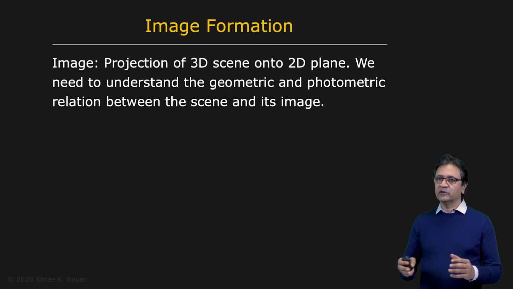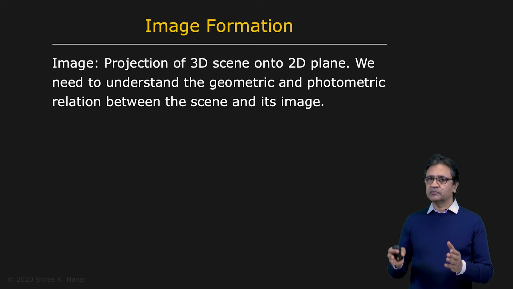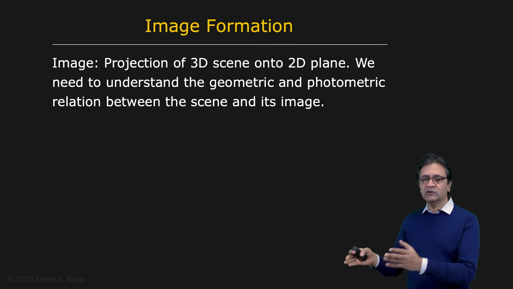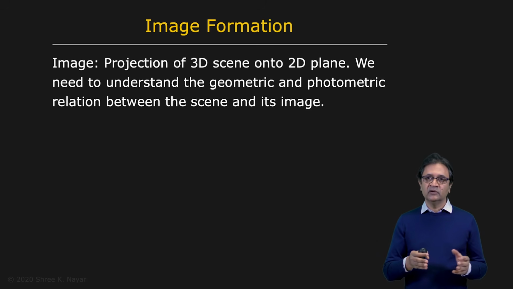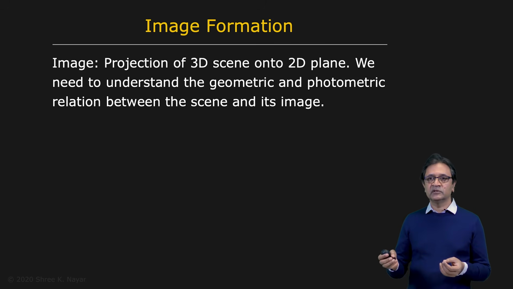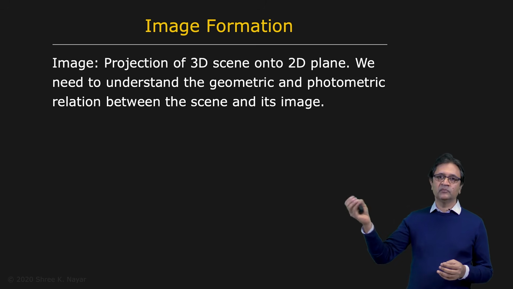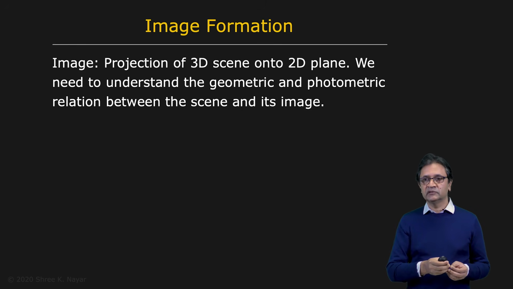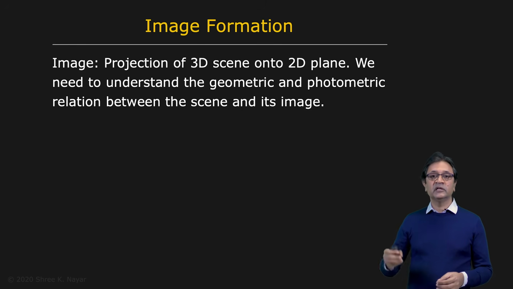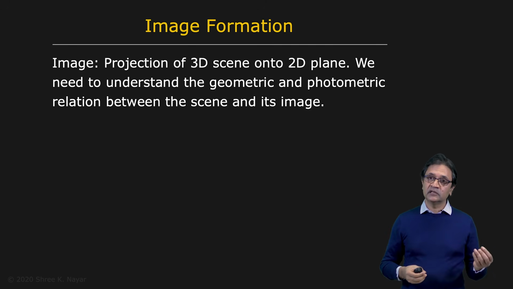The first topic we're going to cover is image formation. Image formation is the projection of a three-dimensional scene onto a two-dimensional plane. We need to understand the geometric and photometric relation between the scene and its image. By geometric, we mean given a point in the scene, we want to understand where it ends up in the image. And by photometric, we mean given the brightness and appearance of a point in the scene, we want to understand what the brightness and appearance would be in the image.